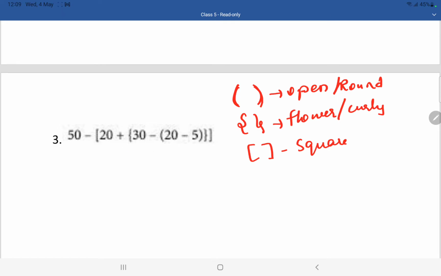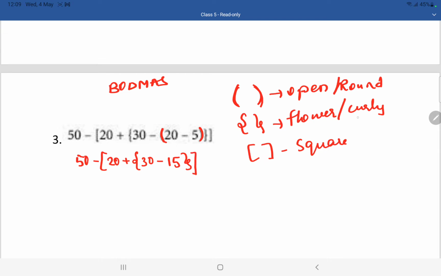Let us solve the question now. First of all, in BODMAS, I need to solve the brackets. I have many brackets here, right? First, among the brackets, I need to do the open brackets. So I have open brackets here, right? So what is 20 minus 5? It is 15. I'm going to rewrite the question. Minus, what is 20 minus 5? It is 15. Now the open brackets are completed.